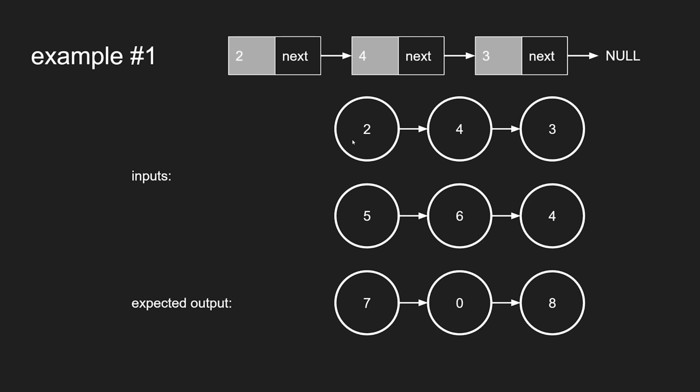So this is the first example that they give on the website, and it's pretty simple, just looking at it. So 342 plus 465 is 807. This is the ones place, so 2 plus 5 is 7. This is the tens place, 4 plus 6 is 10. 10 ends with 0, and we have this carry of 1, so 1 plus 3 plus 4 is 8.